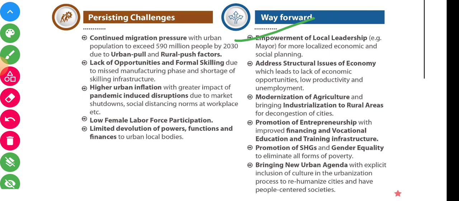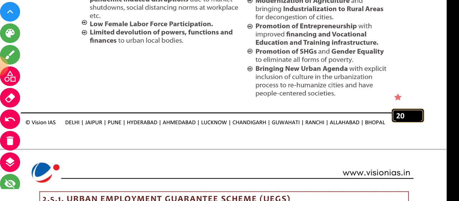For example, mayor to address structural issues of economy. Lack of this leads to lack of economic opportunities, low productivity, unemployment. Modernization of agriculture and bringing industrialization to rural areas for decongestion of cities, promotion of entrepreneurship with improved financing and vocational education and training infrastructure, promotion of self-help groups and gender equity, bringing new urban agenda. These are the way forward related to urban poverty.